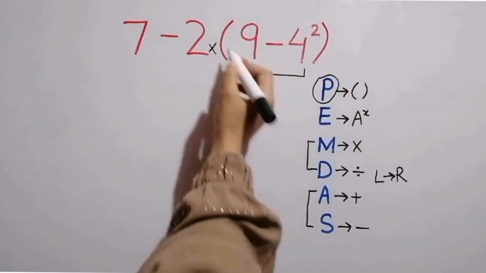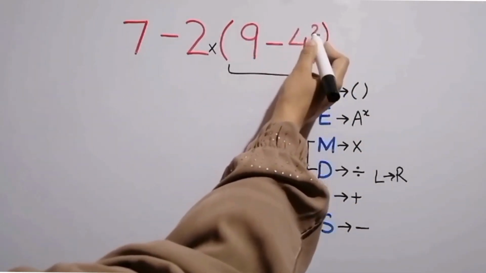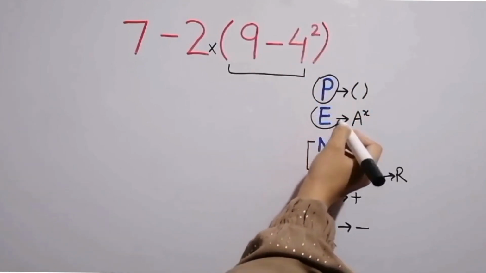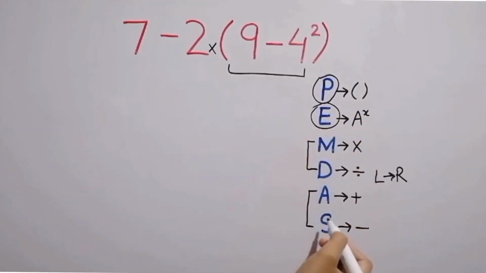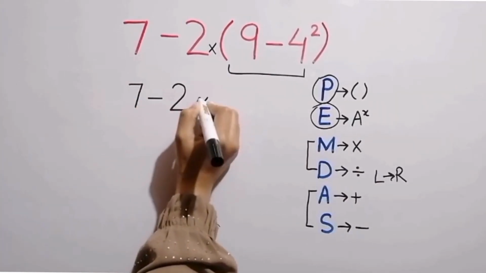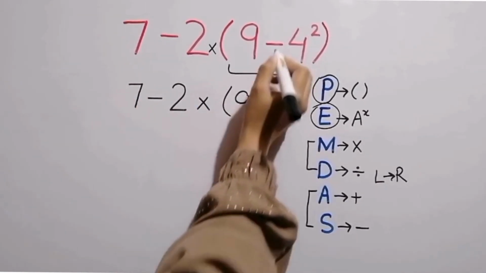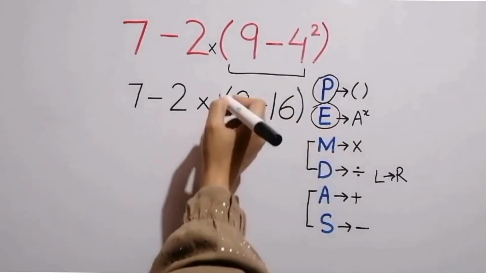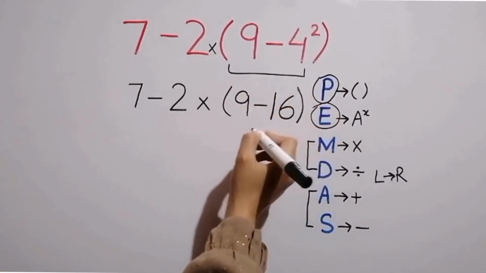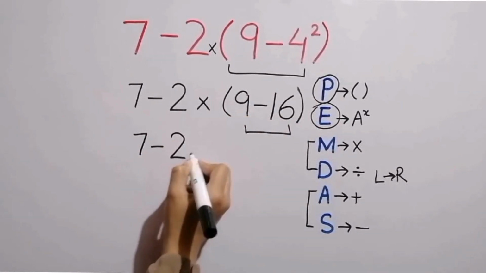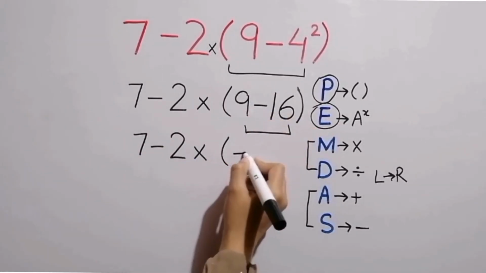Inside this parentheses we have subtraction and exponent. First we do exponent because after parentheses, exponent comes before subtraction. And rewrite this expression as 7 minus 2 then times open parentheses, 9 minus 4 times 4 equals 16, and then close parentheses. We have 9 minus 16 inside the parentheses. And simplify this expression as 7 minus 2 multiply 9 minus 16 equals minus 7.